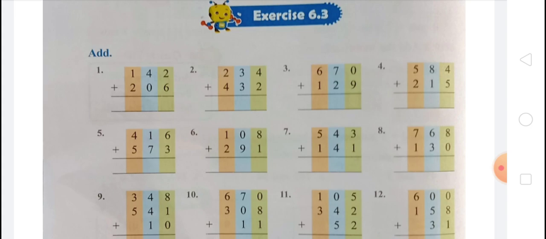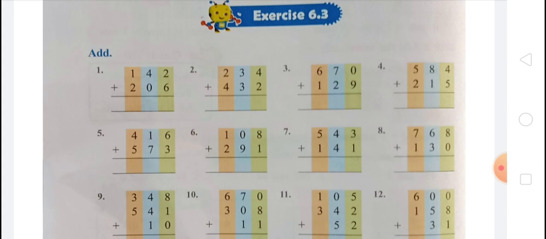0 tens plus 9 tens equal 9 tens. And after that we have to add 100 places, that are 1 and 2. So 1 hundred and 2 hundreds, that is 300. 1 plus 2 equal 3. Next is question number 7.